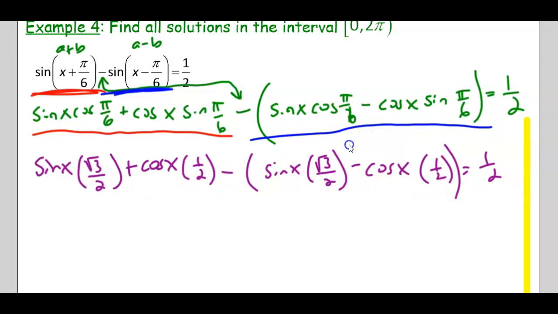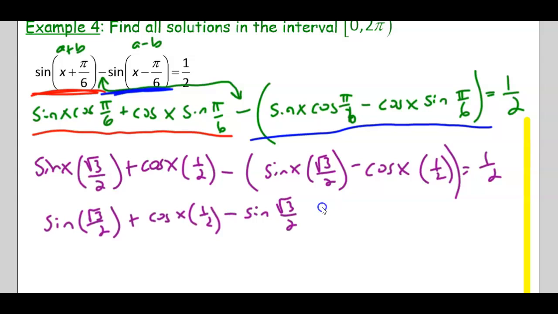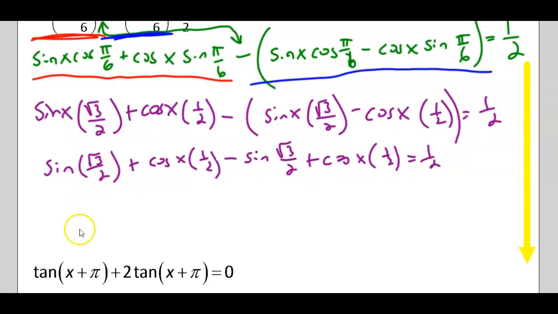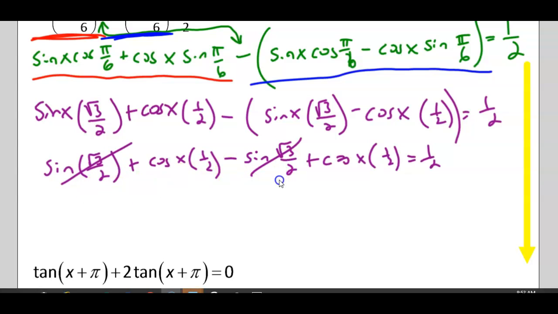Now, let's distribute the negative real quick. So, sine of X radical 3 over 2 plus cosine of X times 1/2, minus sine of X radical 3 over 2 plus cosine X of 1/2. Wait, guys, can we cancel out anything? You can cancel out sine of X radical 3 over 2 and sine of X radical 3 over 2, right? That's positive and negative. So now I have 1 cosine X times 1/2 plus 1 cosine X times 1/2. That'll give me what? 2 cosine X times 1/2. And that equals 1/2, right?